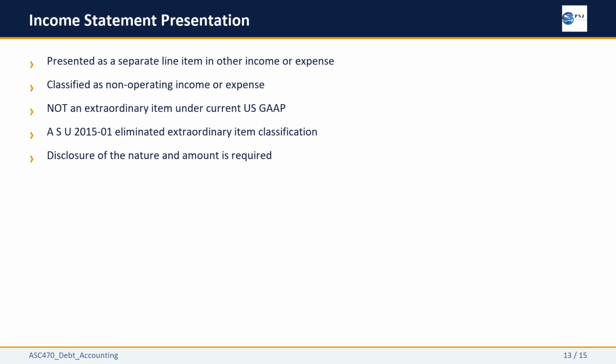Here is something that surprises some accountants. Under current US GAAP, extinguishment gains and losses are no longer classified as extraordinary items. ASU 2015-01, issued by FASB in 2015, eliminated the extraordinary item category entirely from US GAAP. So you will no longer see that label in the financial statements. But the separate line item requirement remains, and you must disclose the nature and amount of the gain or loss.